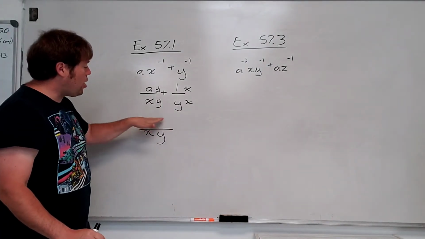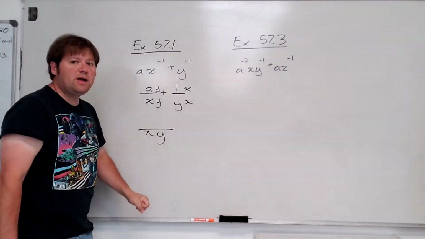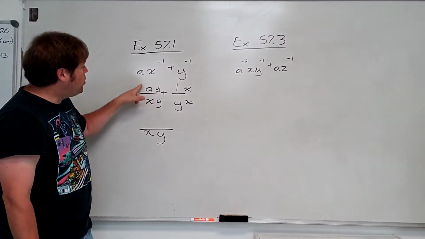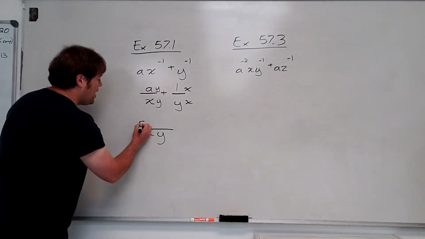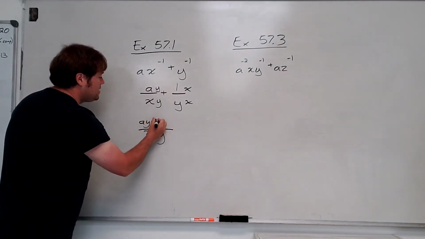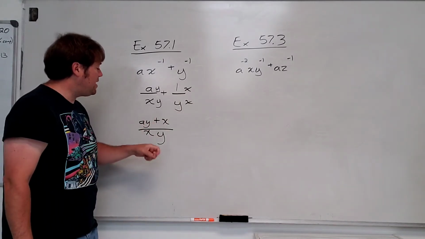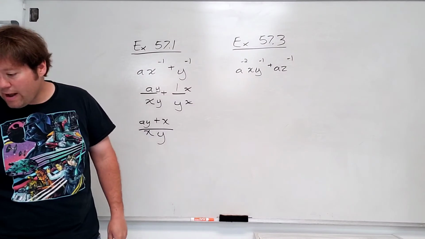And so in our answer, which has the common denominator, we will just write an addition problem for our numerator. We'll have a times y, which is ay, plus 1 times x, which is x. So we get ay plus x over xy.